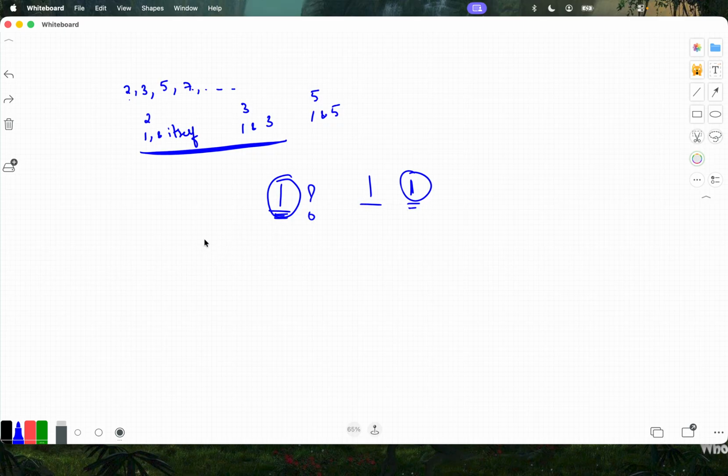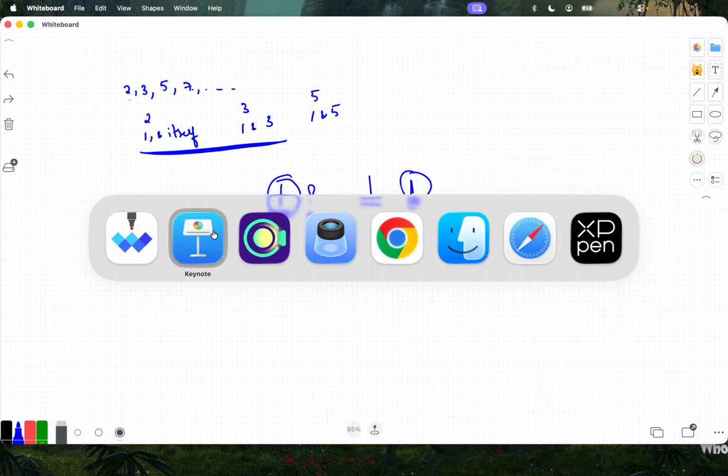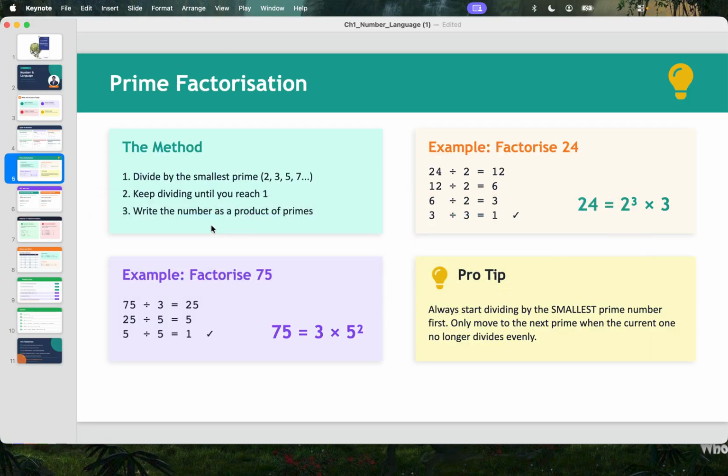So, okay, let's jump to what prime factorization is. Given any number, first we will divide it by the smallest prime number, and we will continue dividing that number till we reach 1. And after doing everything, we will write that number as a product of primes.